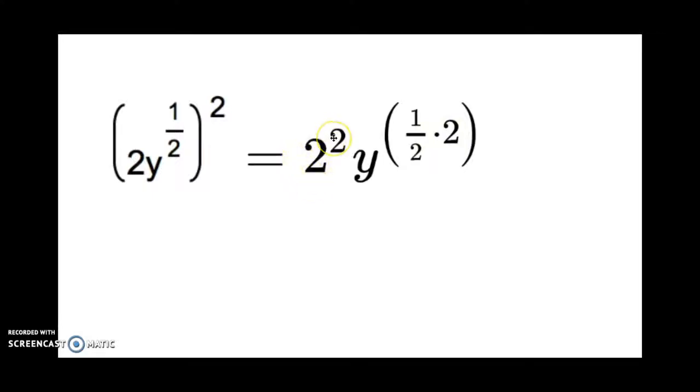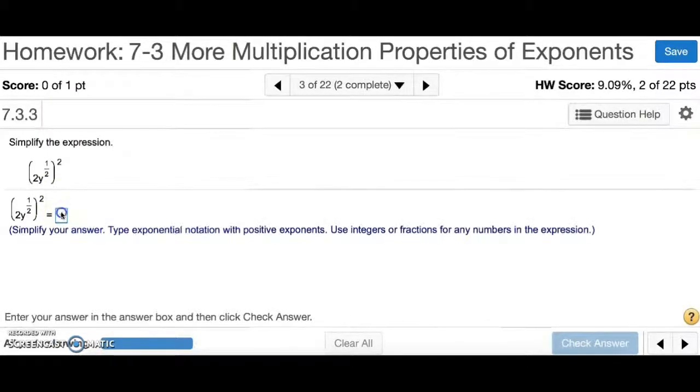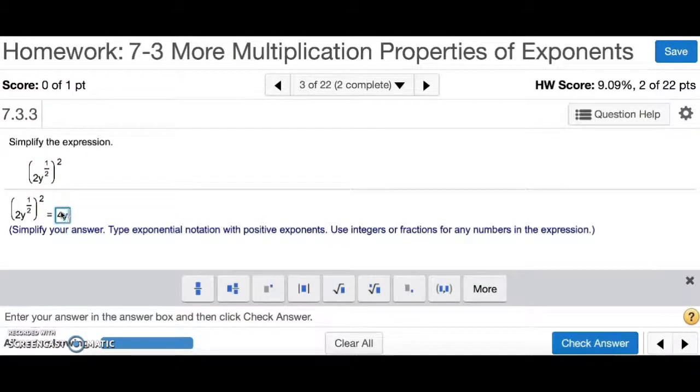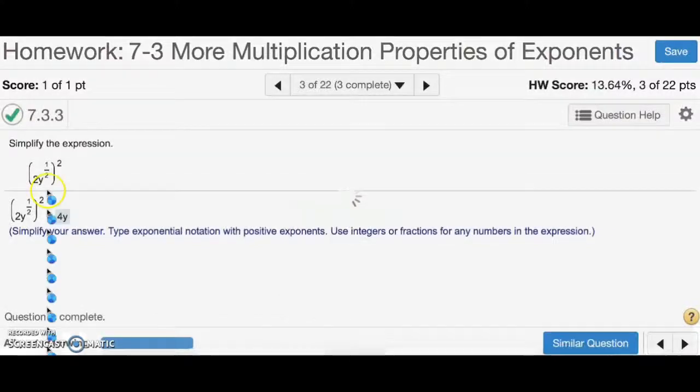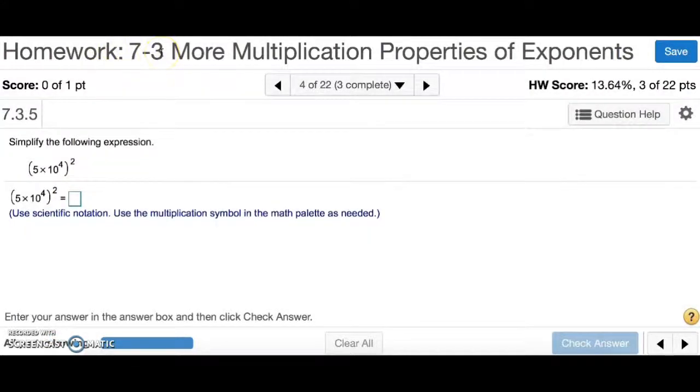So 2 squared is 4, 1/2 times 2 is 1, and then y to the 1 is just y, so we'll have 4y. Again, 2 squared is 4, 1/2 times 2 is 1, and we don't write the 1. So our answer is going to be 4y. That's number 3. All right, let's take a look at number 4.